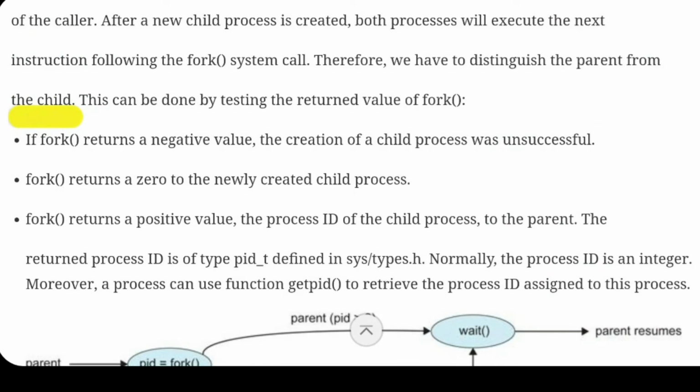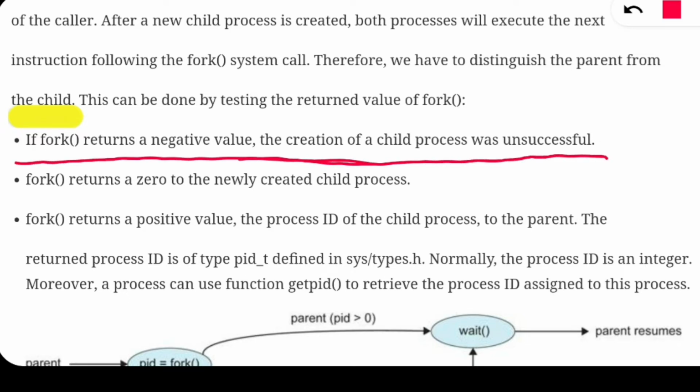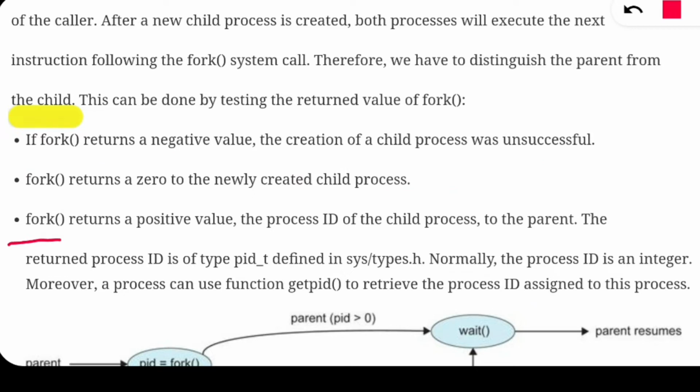If the fork function returns a negative value, that means the creation of the child process was unsuccessful. If it returns a zero value, then a new child was created successfully. Fork returns a positive value, the process ID of the child process, to the parent.